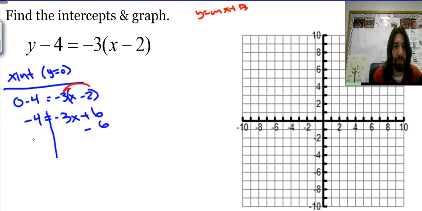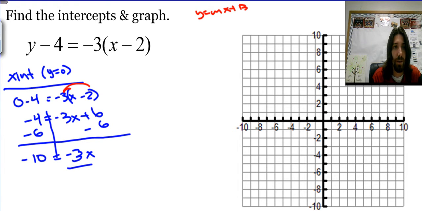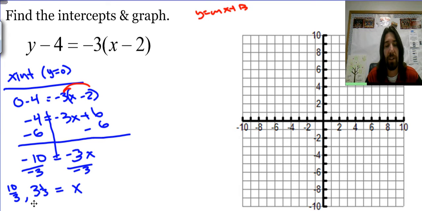I'm trying to get x by itself. So get rid of the 6. So that's negative 10 equals negative 3x. Then divide by negative 3. And again, you're going to get something like this. x equals, you will either get 10/3, or some of your calculators might show you the number 3 and 1/3, but that's better than the decimal. We don't want 3.3 repeating. We want 3 1/3 or 10/3.